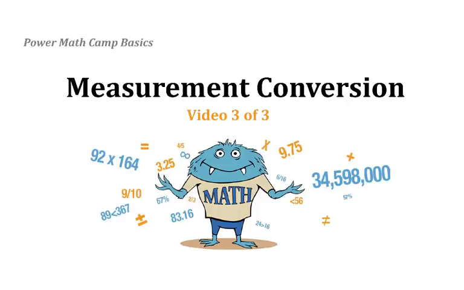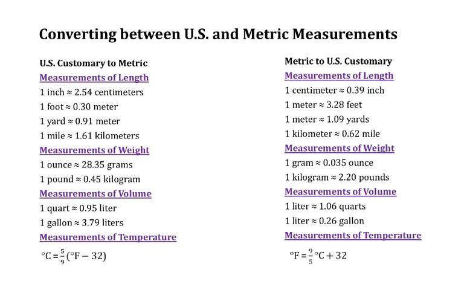This is the third of 3 short videos reviewing measurement conversion. In this video, we'll focus on moving back and forth between the US and metric systems of measurement. On this page, I've listed some conversion factors that will allow us to move back and forth between US and metric. There are obviously many examples we could use to illustrate these different conversion factors.